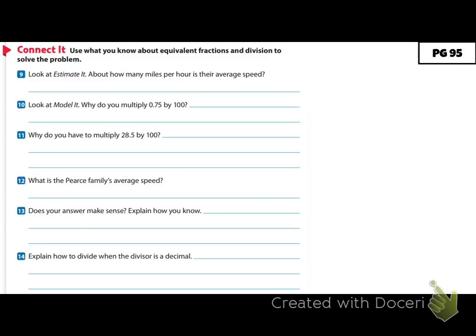Connect it. Look at estimate it. About how many miles per hour is their average speed? Well, we already said it's about 30 miles per hour. So why do you multiply 75 hundredths by 100? Well, when you do that, I'm just going to say to get a whole number.